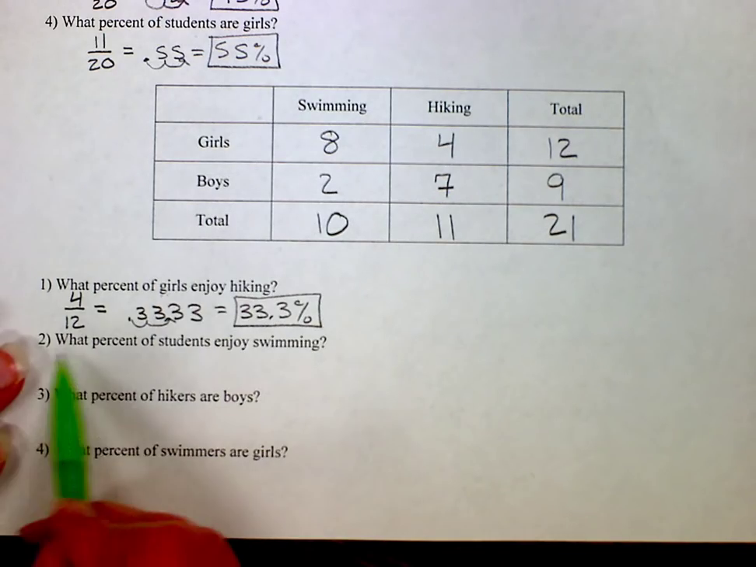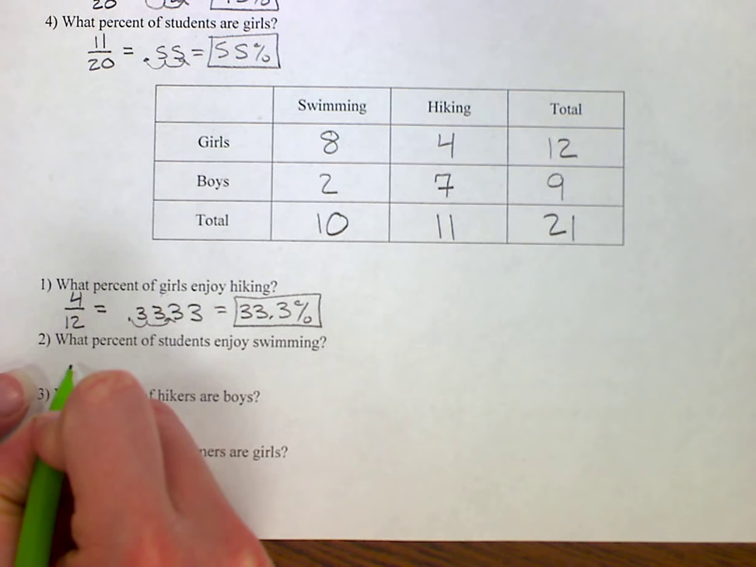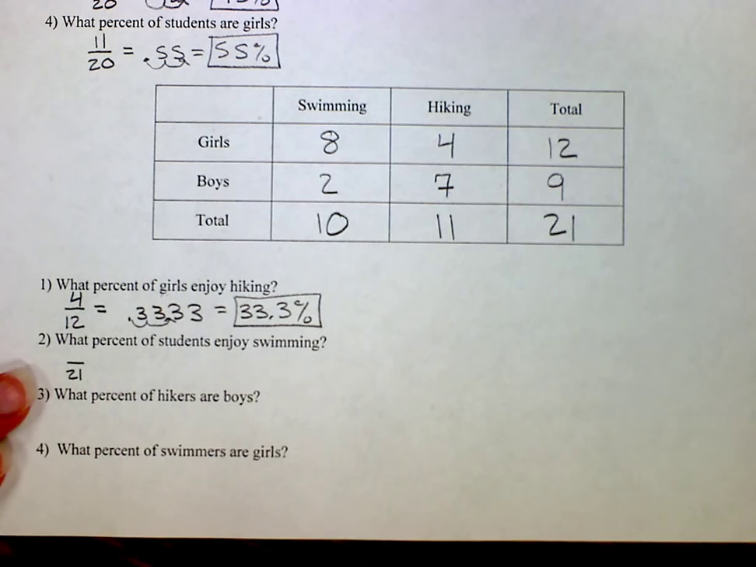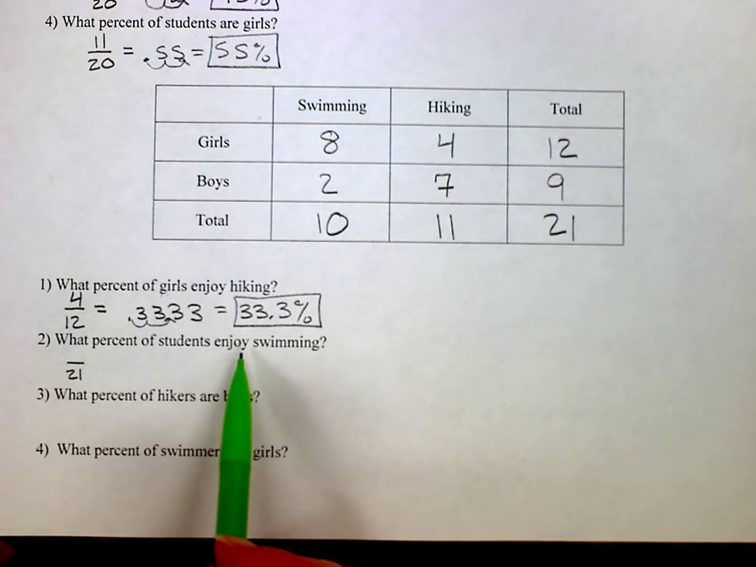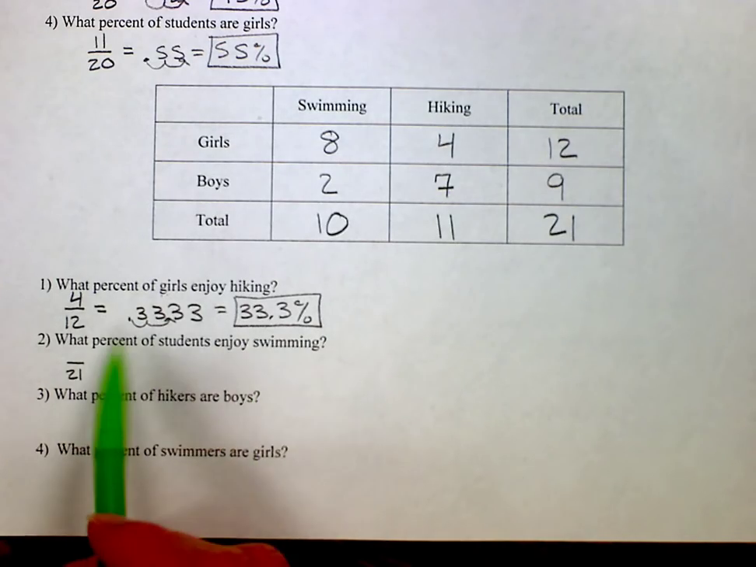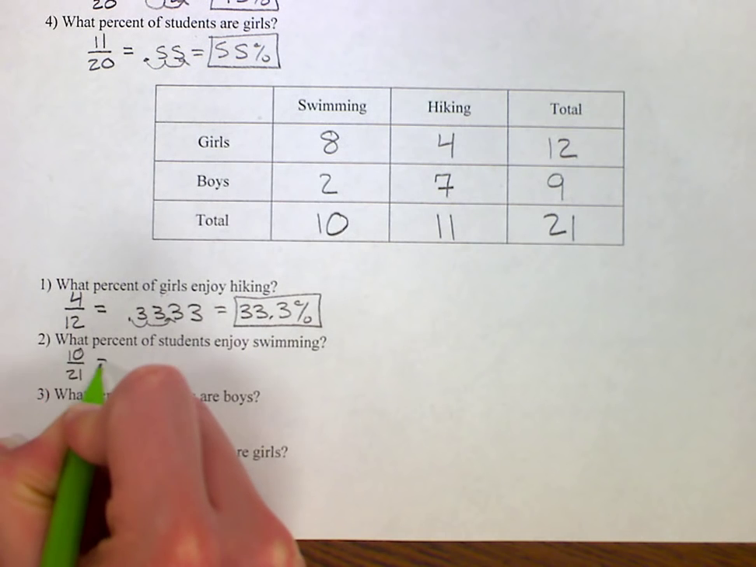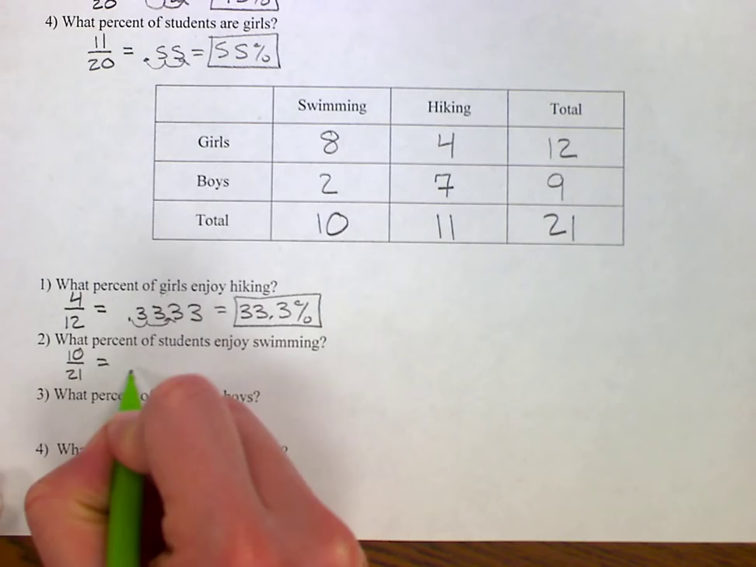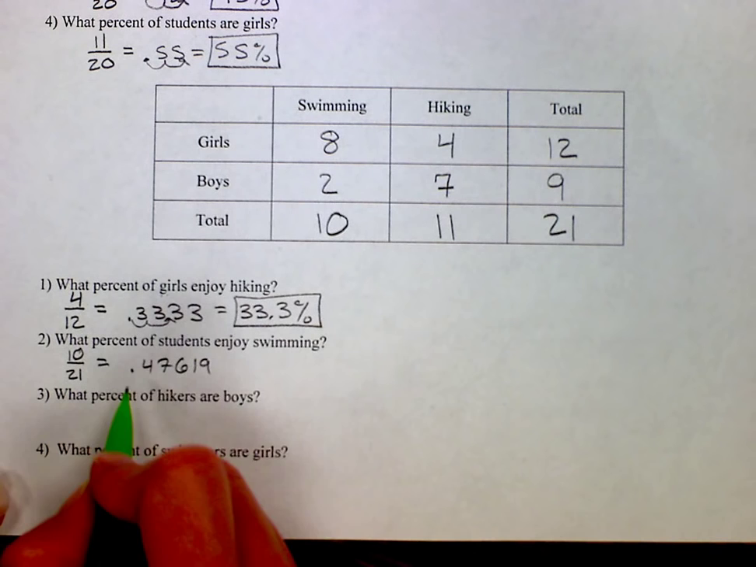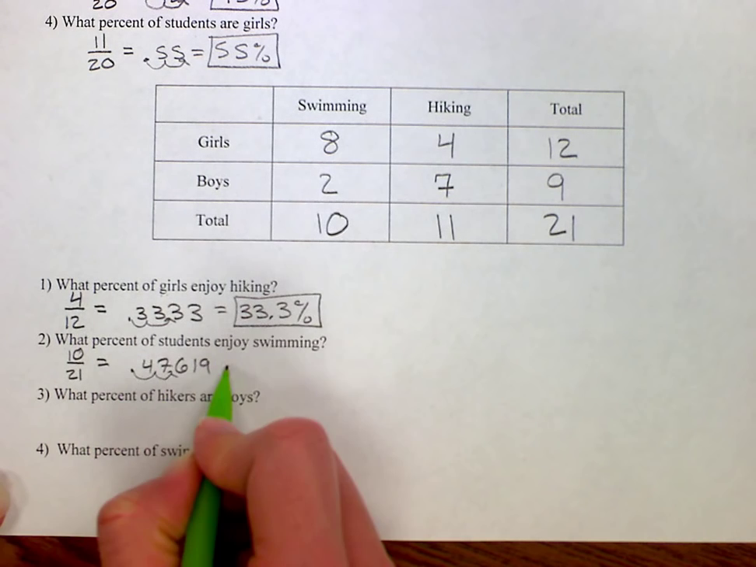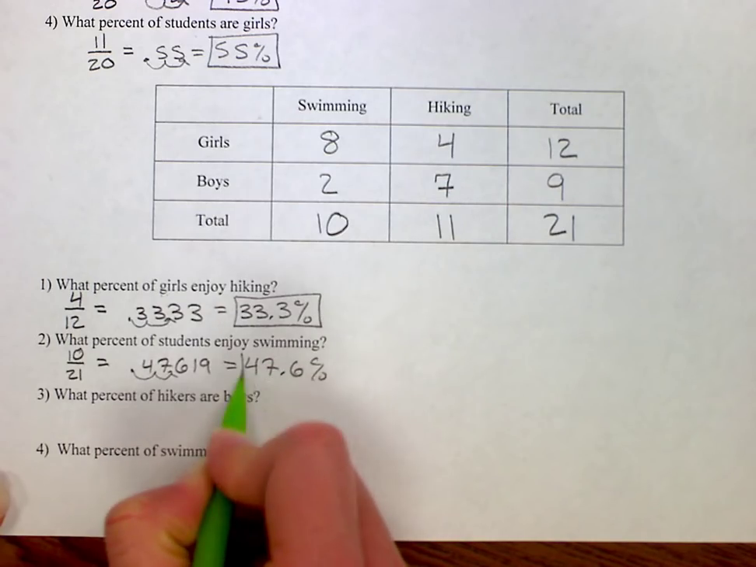Second question, what percent of students enjoy swimming? So we want total number of students in the denominator, which this time is 21, enjoy swimming. So notice it doesn't say girls or boys, so it's all those that enjoyed swimming, which is 10 out of 21. 10 divided by 21 is 0.47619. Change to a percent will be 47.6%.